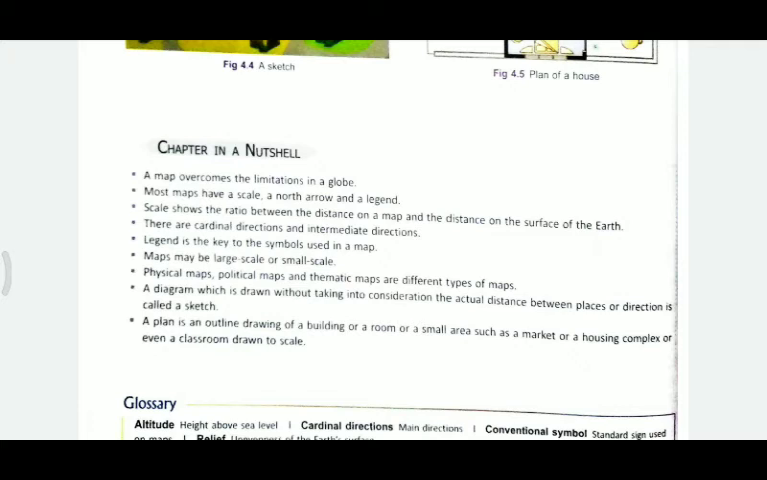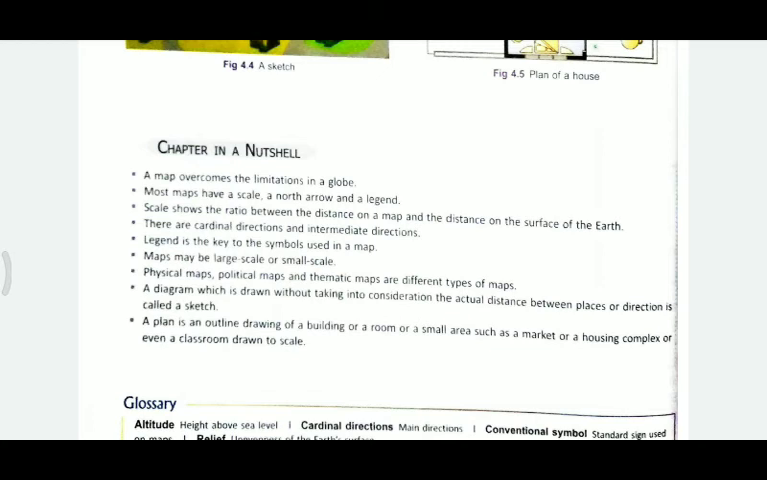Dear student, a globe shows the whole earth. A globe describes the whole world, but a map overcomes the limitation of a globe. But in a map, there is a limitation.